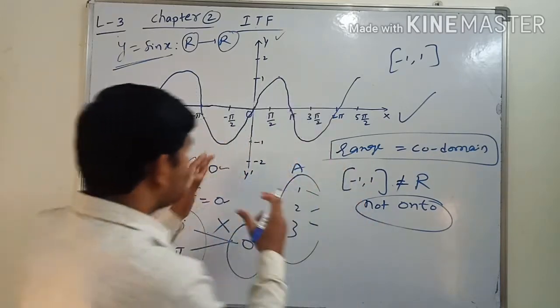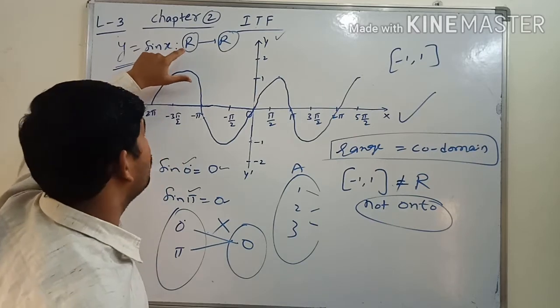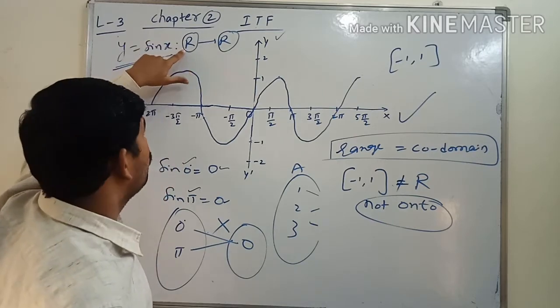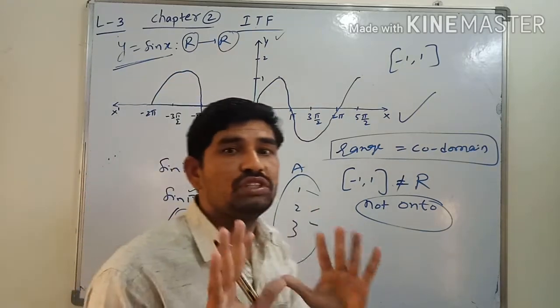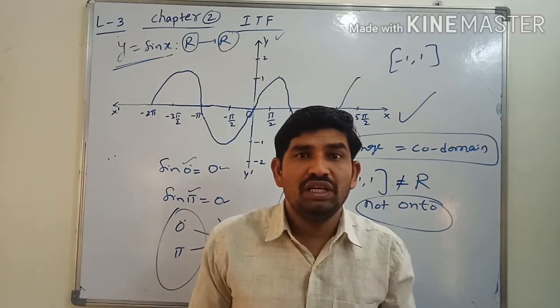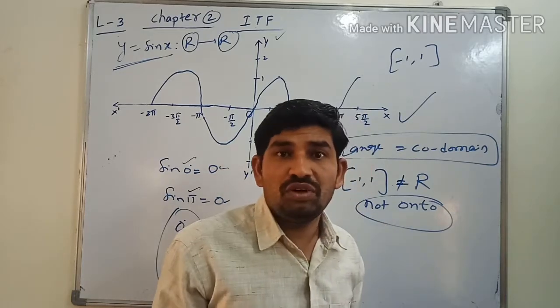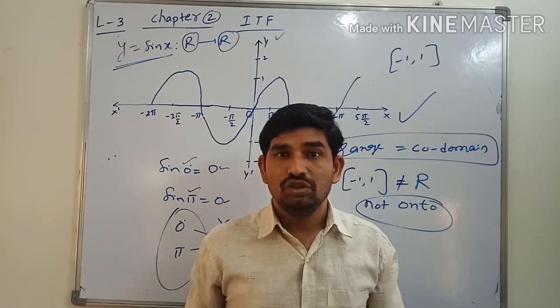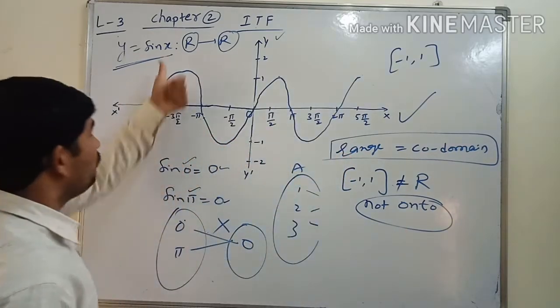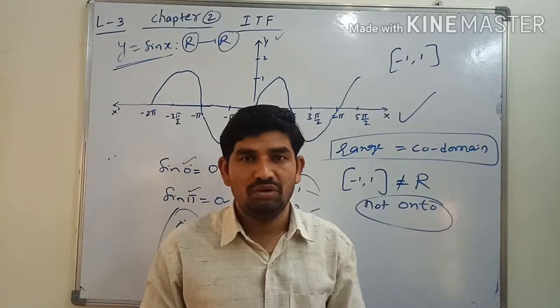Here we are taking the sine function, and the domain is R and the codomain is also R. Then the function is not one-one and not onto. For the sine function to become a bijective function, only then can we define the inverse trigonometric function. So that's why for the sine function we are going to restrict the domain and codomain intervals.